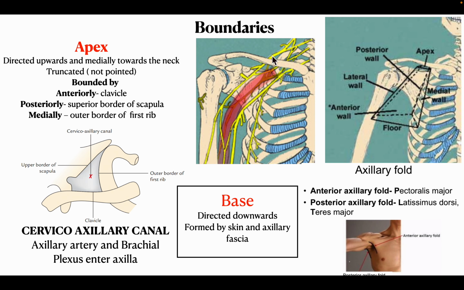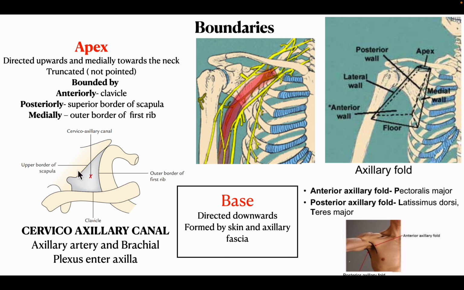Let's know about the apex. You can see here in the diagram this is known as the apex, which is directed upwards and medially towards the neck. It is not pointed, it is truncated. So we have the boundaries. Anteriorly it is formed by the clavicle. In the posterior aspect it is formed by the superior border of the scapula. In the medial aspect it is formed by the outer border of the first rib.